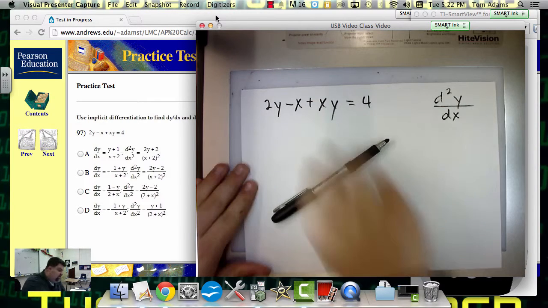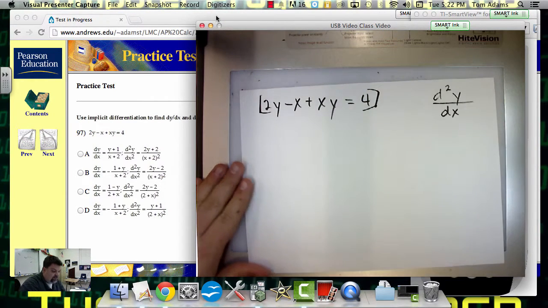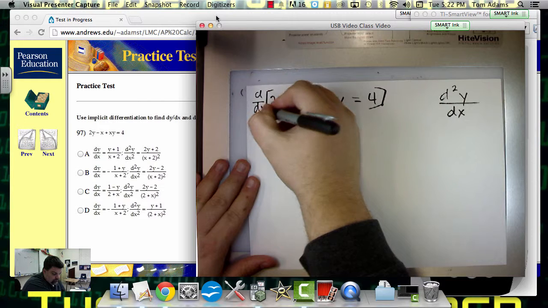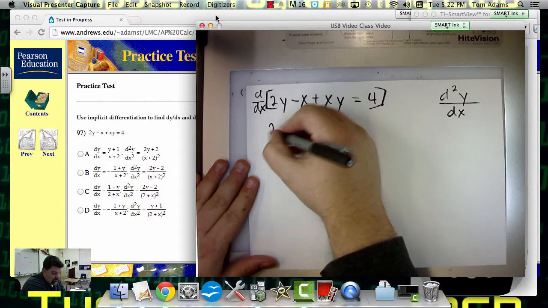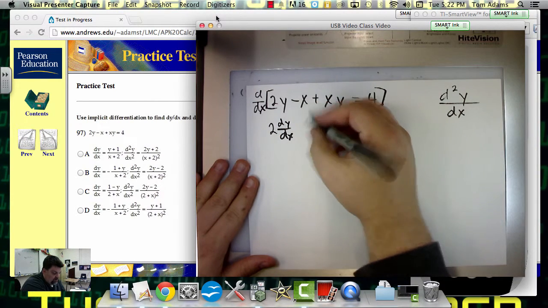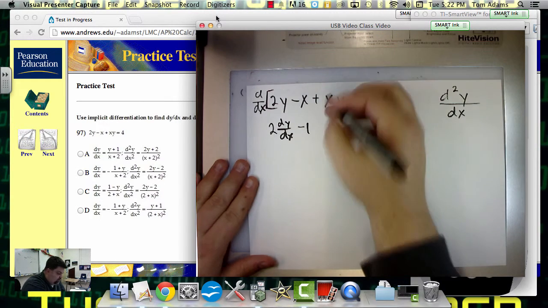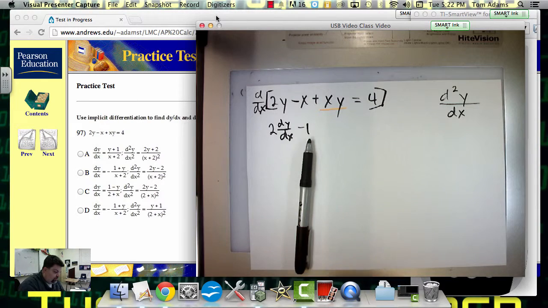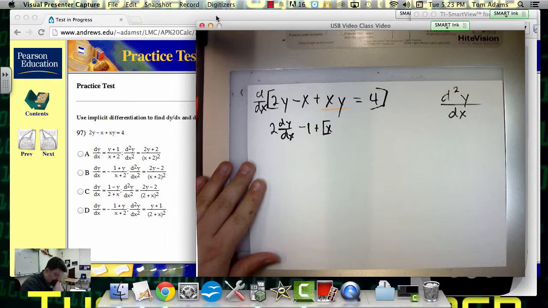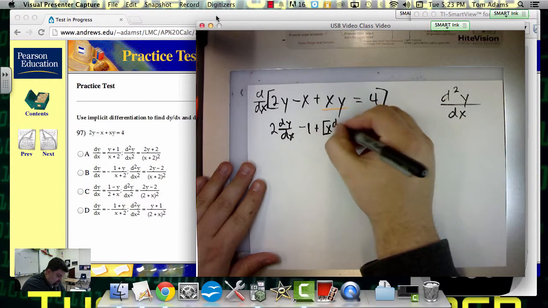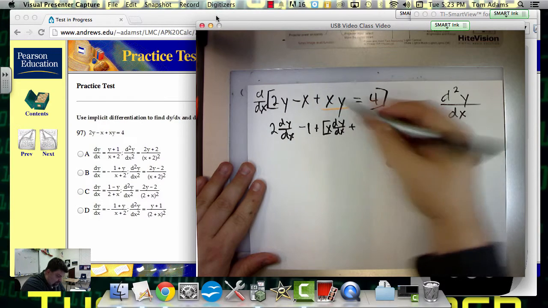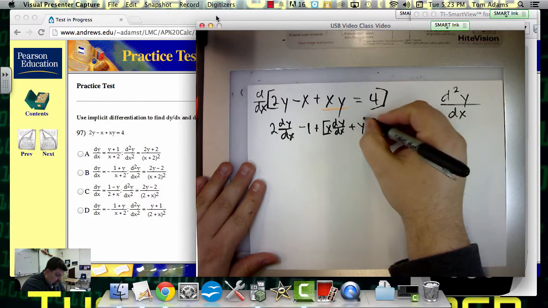And so what I need to do is I'm just going to take the derivative of everything, and anything that has a y in it, we're just going to tack on dy dx at the end of it. So for example, the derivative of 2y is really just 2, but I'm going to tack on dy dx. And then the derivative of negative x is just negative 1. Now for this one I got to use the product rule. So I'm going to say plus, for the product rule, I do x and then the derivative of y, which is just dy dx, plus, now I'm going to tack on the derivative of x, which is just 1 times y.